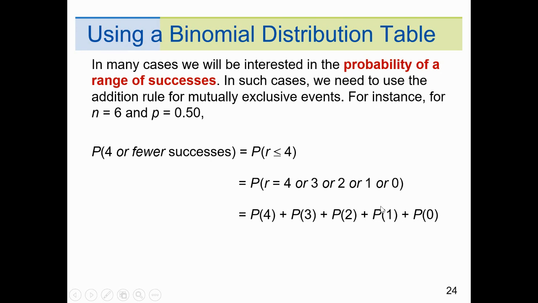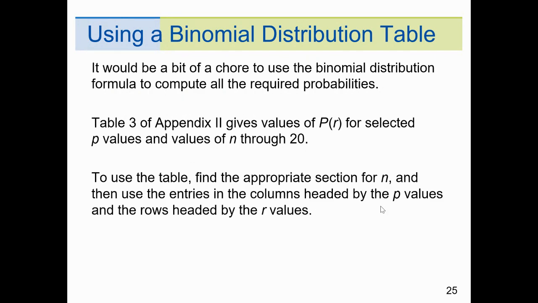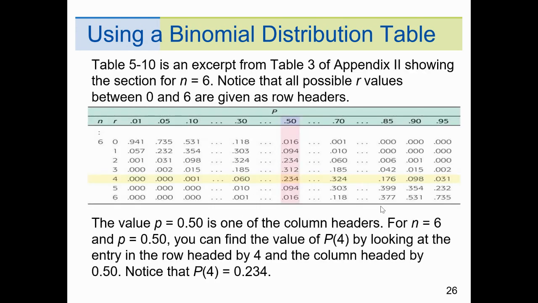Now, we know from the previous chapter that when we're doing OR problems, the probability of this happening or something else happening, it's addition, the addition rule. So it would be quite a chore to use the binomial distribution formula to compute all the required probabilities. Table 3 and in the index, we could go through that, but that's going to be time consuming too. There's no need of going to a table and figuring out all those answers and then adding them all together. Here's a snapshot of it. I wouldn't want you to go to the back of the book and use all this.